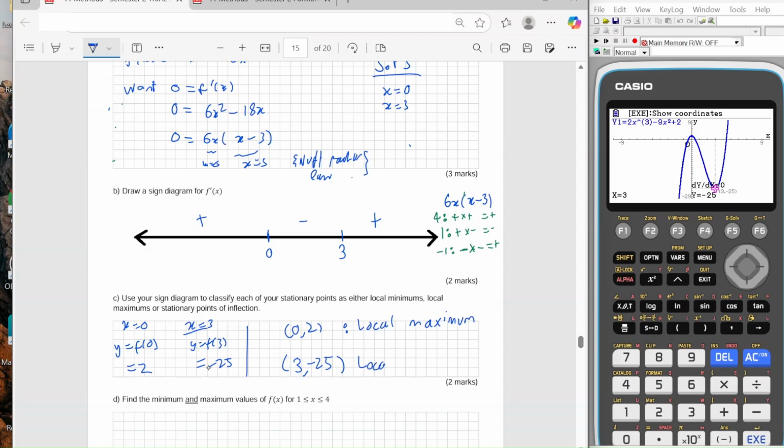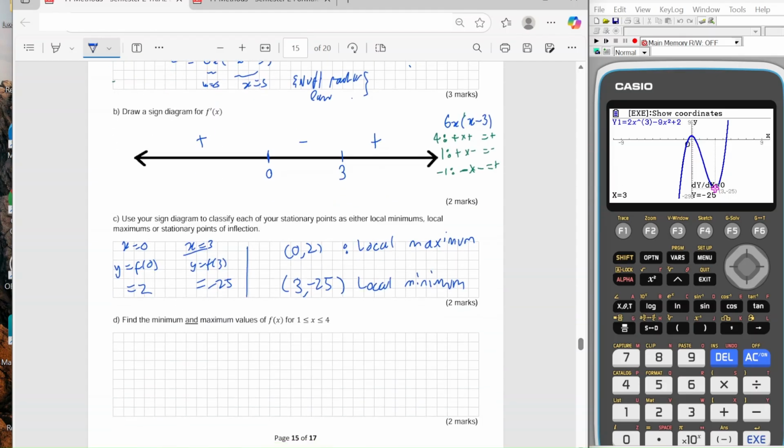And this one's a local minimum. So A, we can tell it from the graph, and B, because you're going up then down, and down then up, it sort of shows you what shape they are, maximums and minimums. Find the maximum and minimum values for 1 to 4.